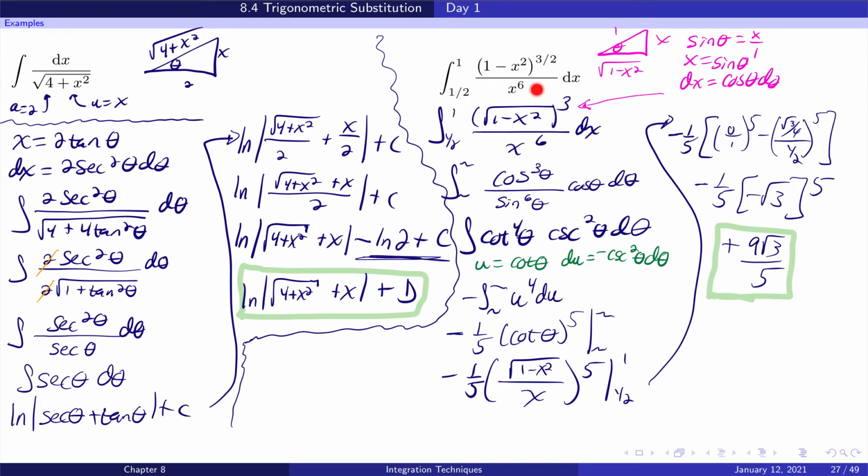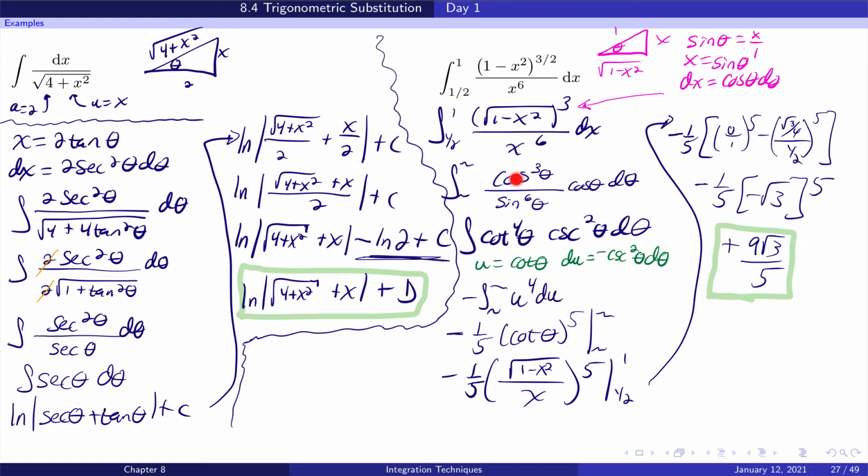Second example, this one looks really quite ugly, but I'm going to take that 1 minus x squared to the 1/2 power, which becomes the square root, and now I can see which substitution to use. I've got a squared minus x squared, so I'm going to use sine theta is x over 1, which means x equals sine theta. Dx is cosine theta d theta. Plugging these 2 things back into the original statement produces cosine cubed over sine to the 6th times cosine theta d theta.